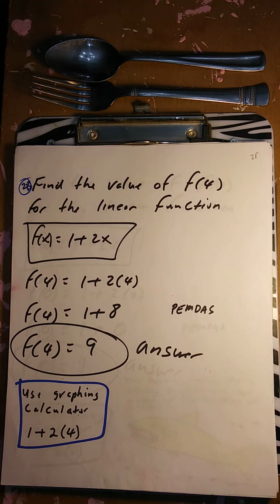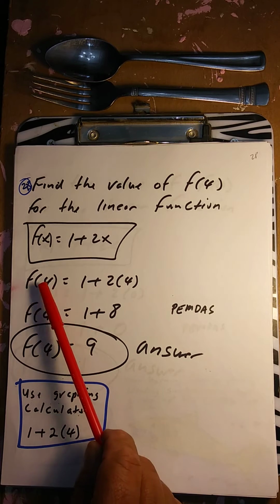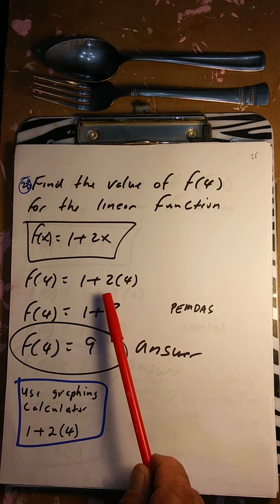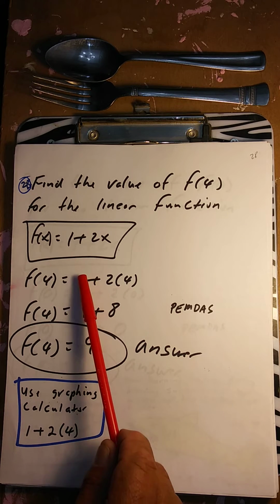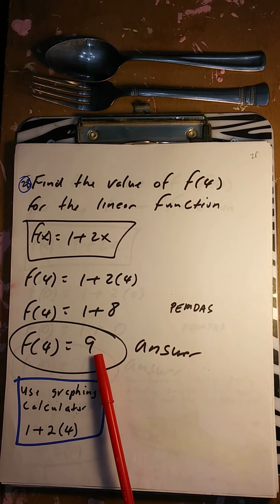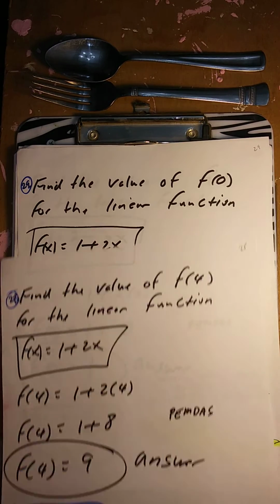Smells delicious. Find the value of f of 4 for the linear function f of x equals 1 plus 2x. Put the 4 there for the x. Again, order of operations, don't add, you need to multiply first. So 2 times 4 is 8, bring down the 1. 1 plus 8 is 9. Need to do order of operations, okay? Be careful on that stuff.